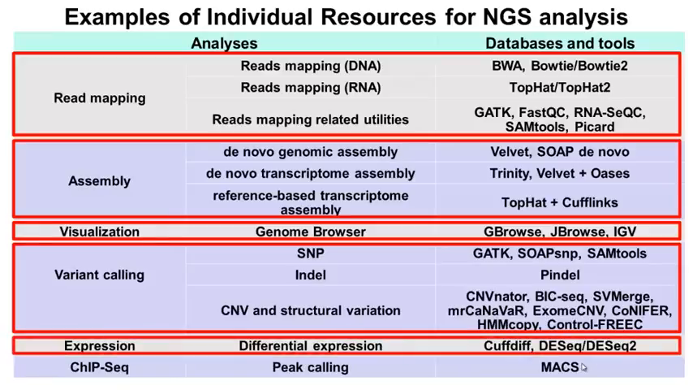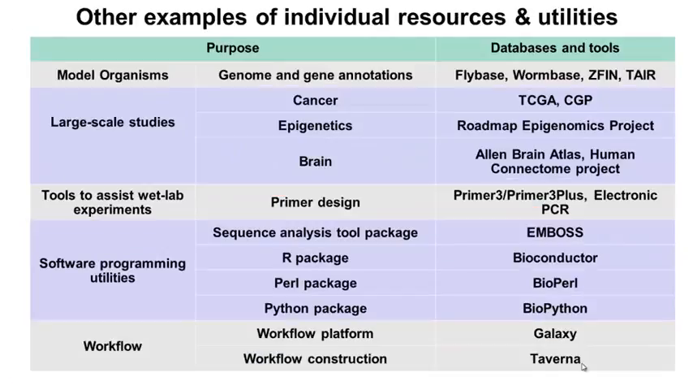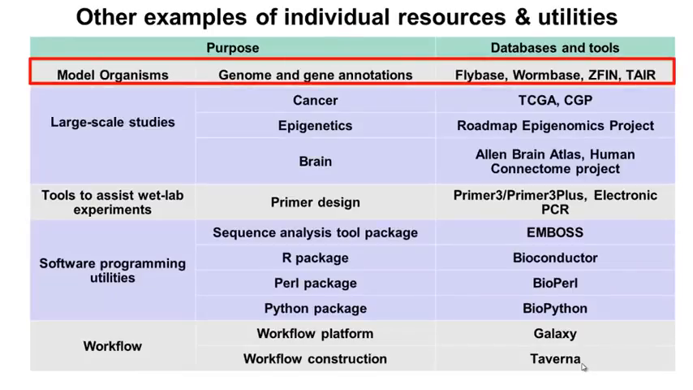To find differentially expressed genes from RNA-seq data, you can use Cuffdiff or DESeq. To call peaks in ChIP-seq data, MACS is a good choice. There are a large variety of other useful individual resources as well. For instance, there are dedicated databases for almost each of the model organisms. A few examples, which are by no means exhaustive, include FlyBase, WormBase, ZFIN for zebrafish, TAIR for Arabidopsis, etc.